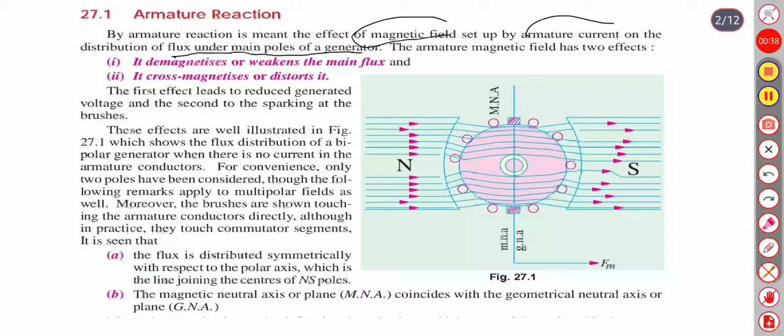In today's video, we will discuss the armature reaction. Armature reaction means the effect of the magnetic field set up by armature current on the distribution of flux under the main pole of the generator.